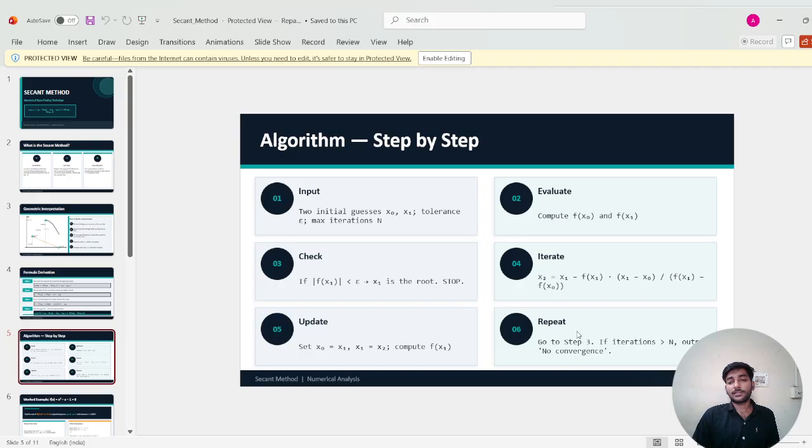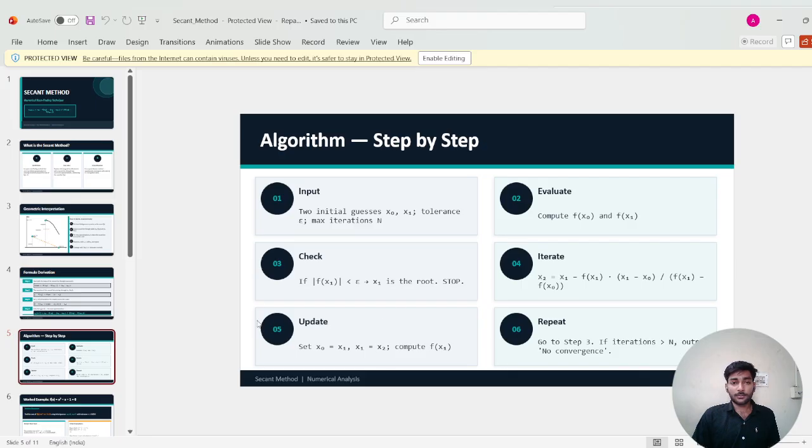Then we have to go on to step 6, and now we will go back to step 3 and check the condition. If the condition is not satisfied, then we have to go on to steps 4, 5 and 6. Then again we go to step 3 and repeat this process. If this condition is satisfied, then we have to print the value of x1.